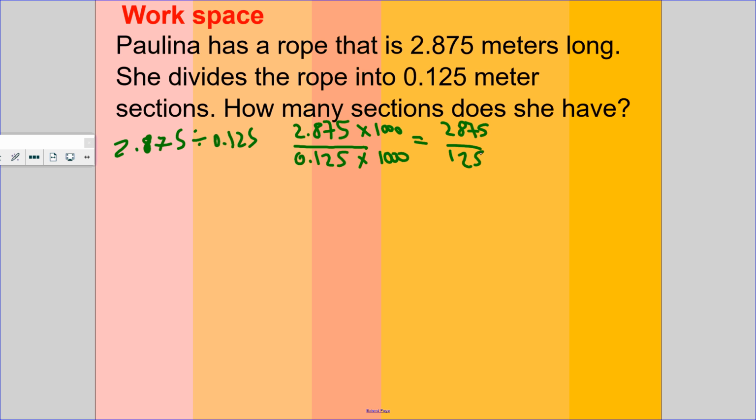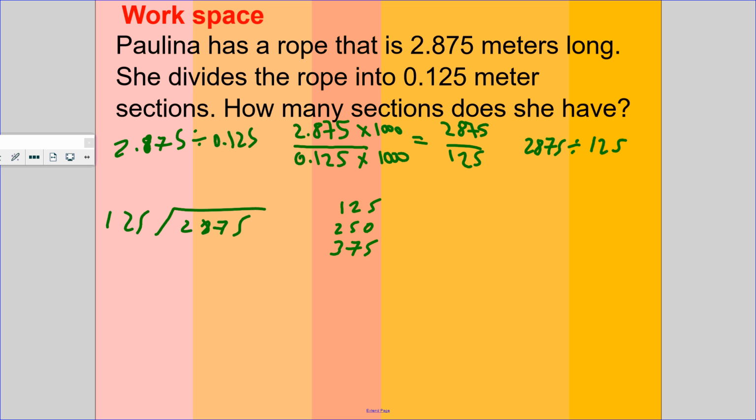So now let's divide this. How do you say this as a division problem? 2,875 divided by 125. I don't know about you, but when I do long division, I like skip counting what I'm dividing by. I'm dividing by 125, so it's 125. Another 125 is 250. Another group of 125 is 375. And then I'm going to stop right there.